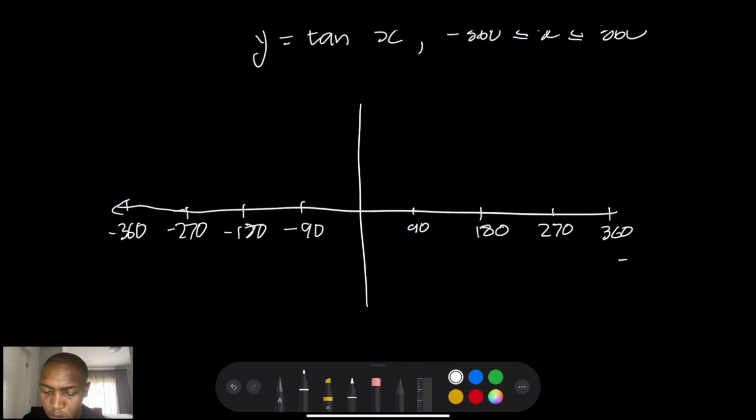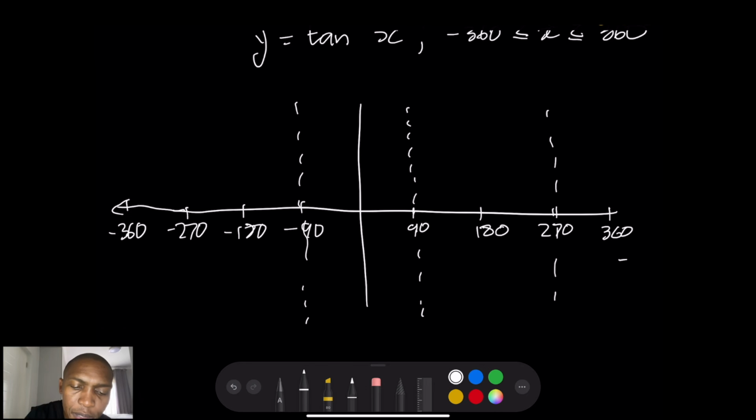In that case, what I would normally do, and you need to keep this in mind, at the odd values the tan graph would have what we call asymptotes. So at 90 and 270, I'd have my asymptotes there. The same thing for minus 90 and minus 270. Right, so that is what the normal tan graph would look like.